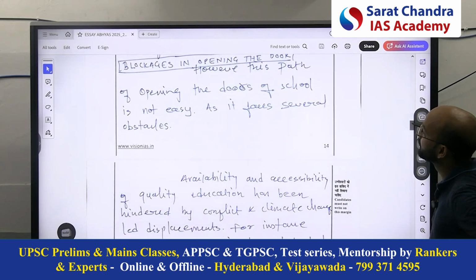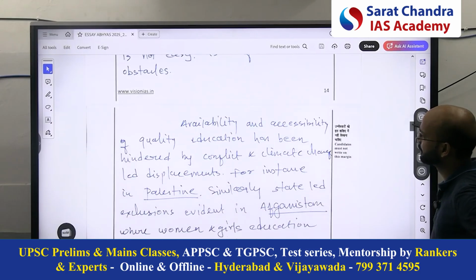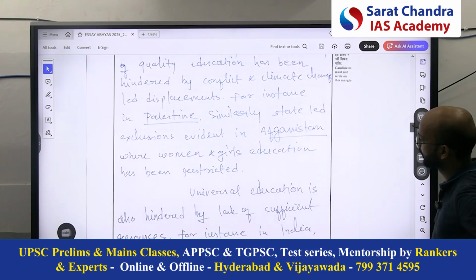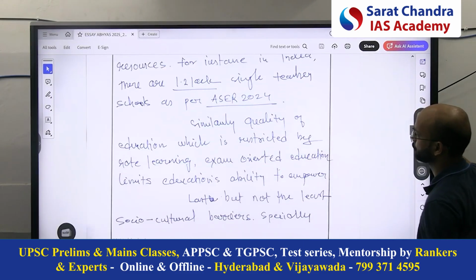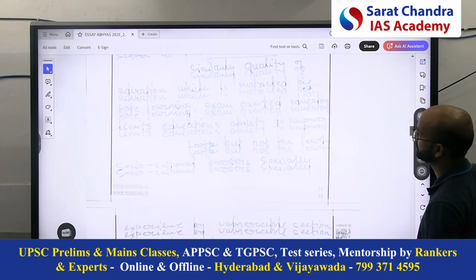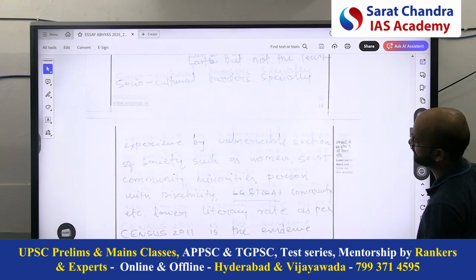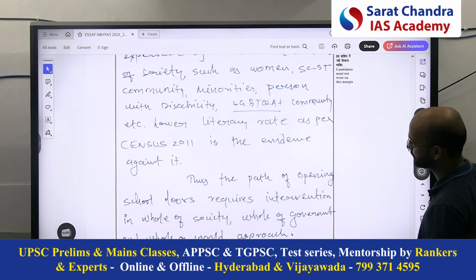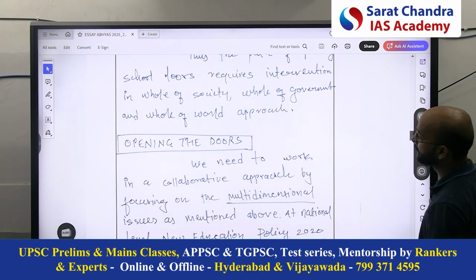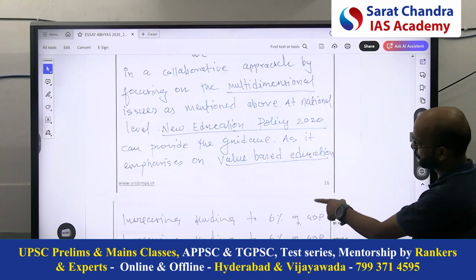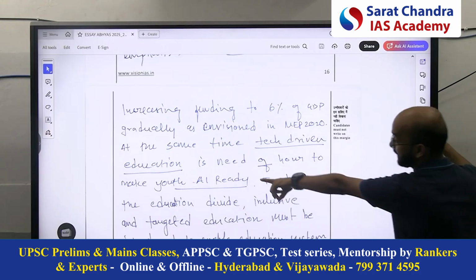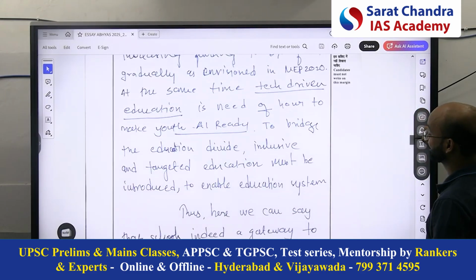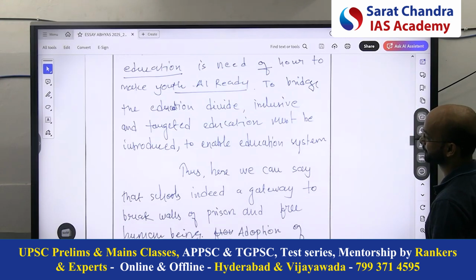Then the blockages in opening the door. I have mentioned here the availability, accessibility, quality. These are all simple points. Universal education also hindered, SR report 2024. Similarly, quality of education is restricted. These are all simple points, like GS points, just the expansion. Then opening the doors. How we can open it: multidimensional approach, New Education Policy 2020, and tech-driven, AI-ready. I'm underlining them so that they see that yes, I'm talking about AI also.